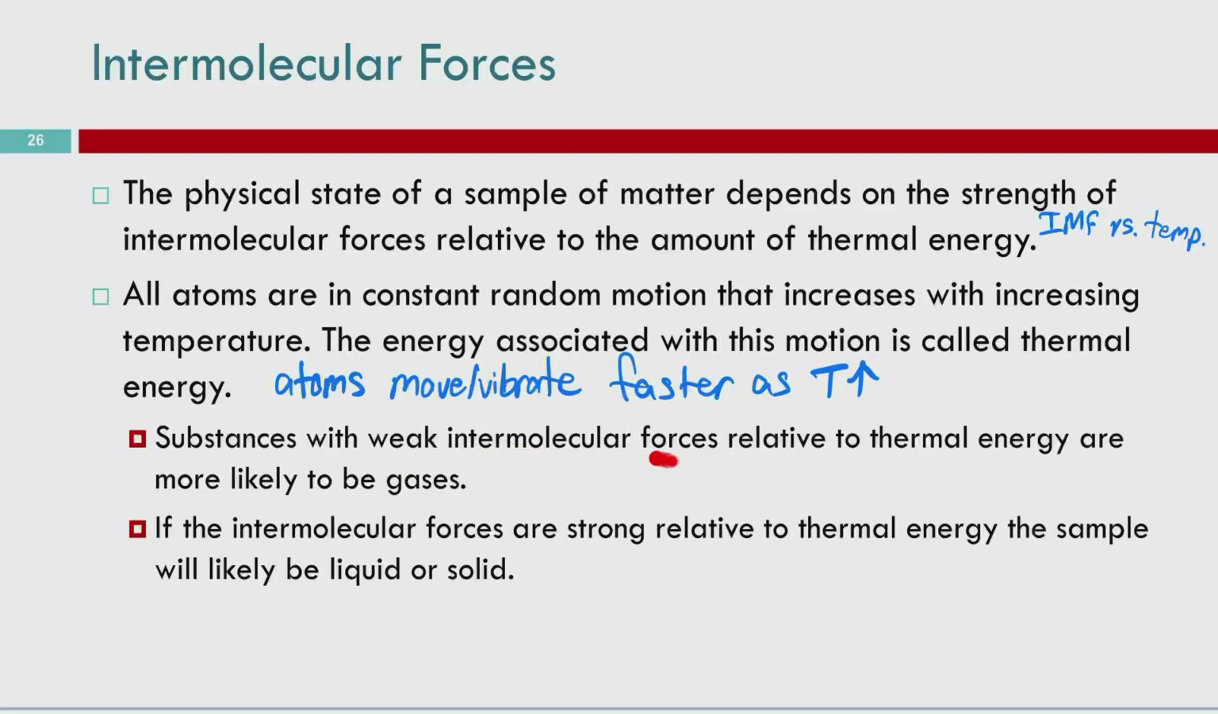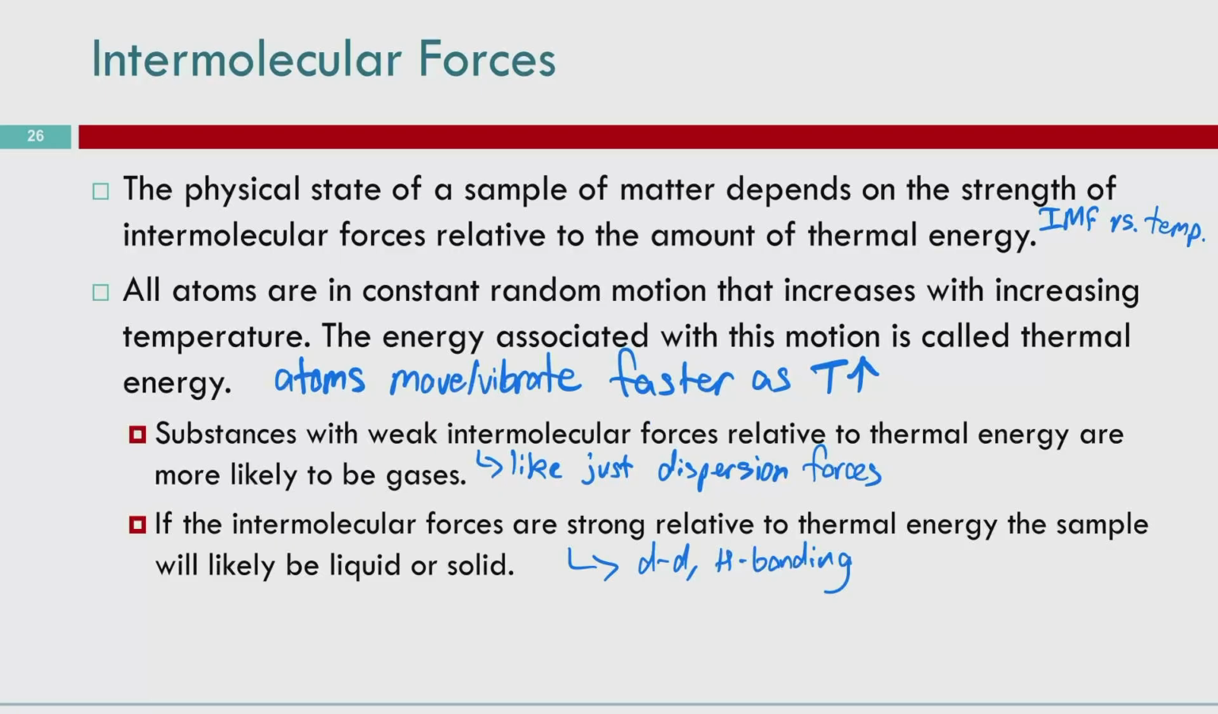Things that have weak intermolecular forces, like just dispersion forces, are relatively weak to stick together. They're not very sticky. They're more likely to be gases. If the intermolecular forces are strong relative to the thermal energy, things that have dipole-dipole or hydrogen bonding, those are more likely to be a liquid or a solid. Things that are more stuck together than gases.